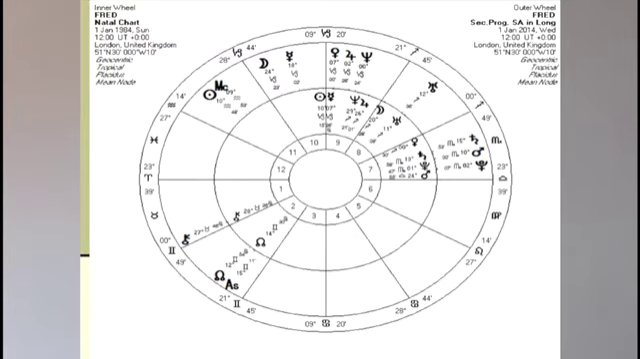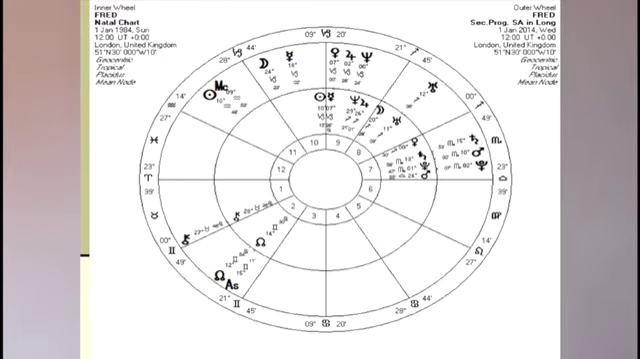So here on slide 8, you can see that Fred's Moon is at 22 of Capricorn, I think it is, in the 10th house, whereas on slide 10 you can see that the Moon should have moved.